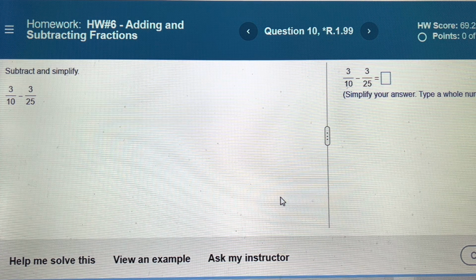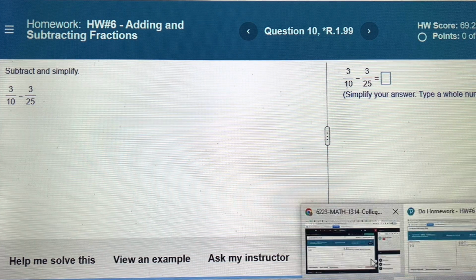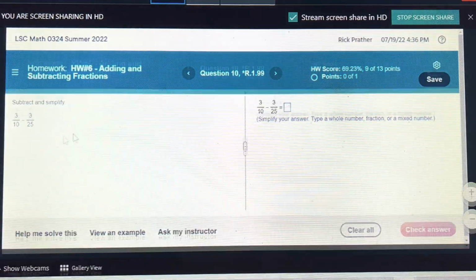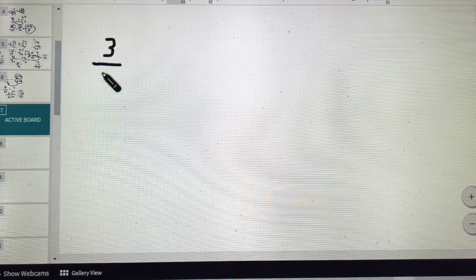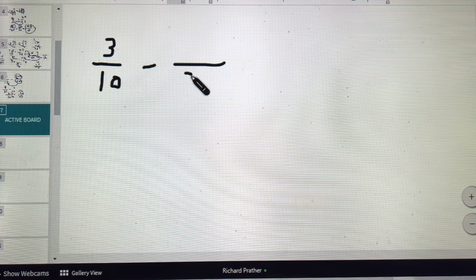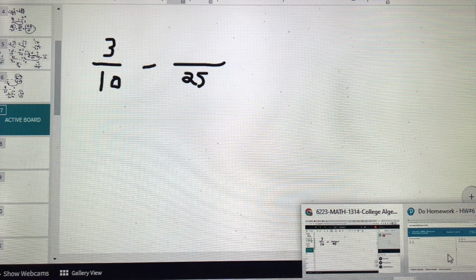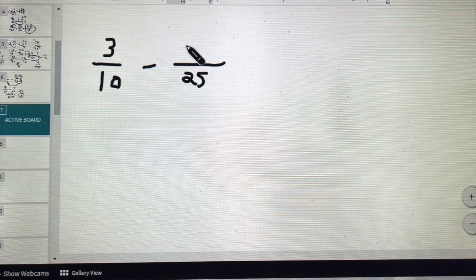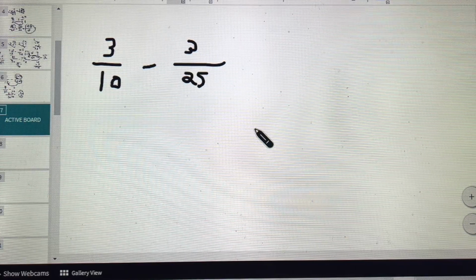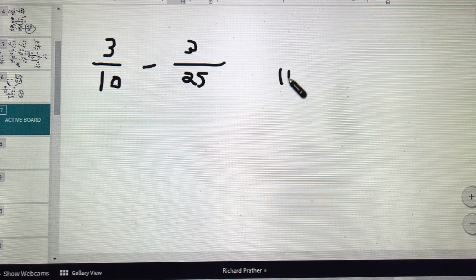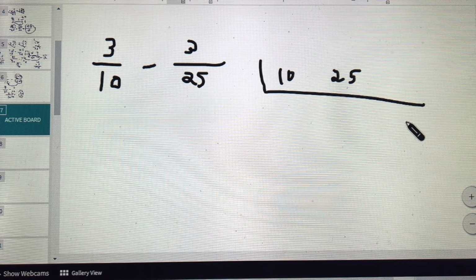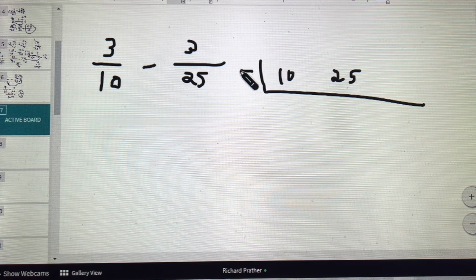Okay, now we get this situation where what happens if you can't make the smaller denominator look like the bigger one? 3 over 10 minus something over 25. There's nothing times 10 that equals 25. 10 times 2 is 20, and 10 times 3 is 30. I can't have 25 happen. So then do your upside down division, or list your multiples. 10 and 25 both divide by 5.